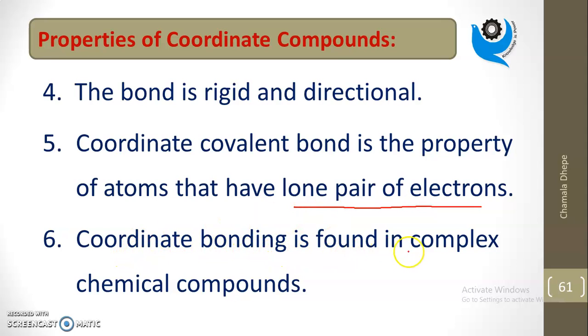Coordinate bonding is found in complex chemical compounds. Remember, where is the coordinate bond present? It is present in complex chemical compounds. Okay, so these are the properties of coordinate compounds. We will stop here. This is all about the coordinate bond, its formation and its properties. Thank you.